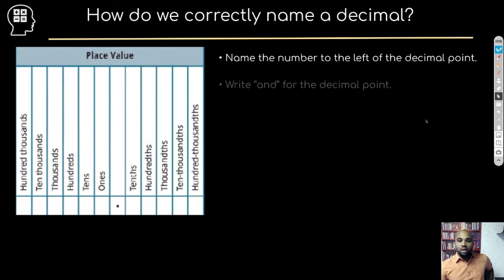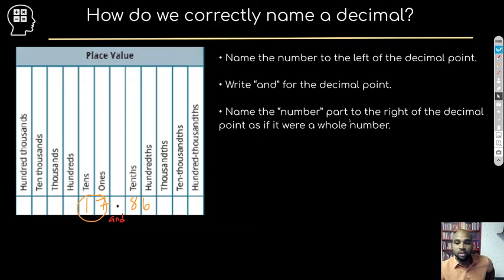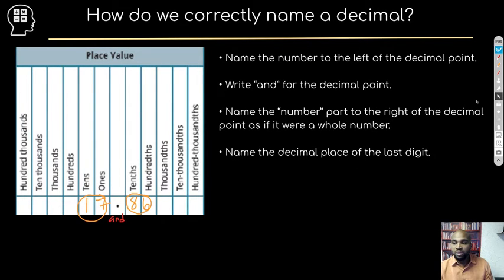But let's name the number to the left of the decimal point, which is what we just did. And for the decimal point, we're going to go back here and just do what I just did. Name the numbers: this is 17 to the left of the decimal point. And for the decimal point, we're going to write "and." This is going to be our "and" again. And then name the number part to the right of the decimal point as if it were a whole number. So let's name this whole thing as if it were a whole number: 86. And name the decimal place of the last digit. The decimal place of this last digit we just talked about was hundredths. So that's going to be 17 and 86 hundredths.